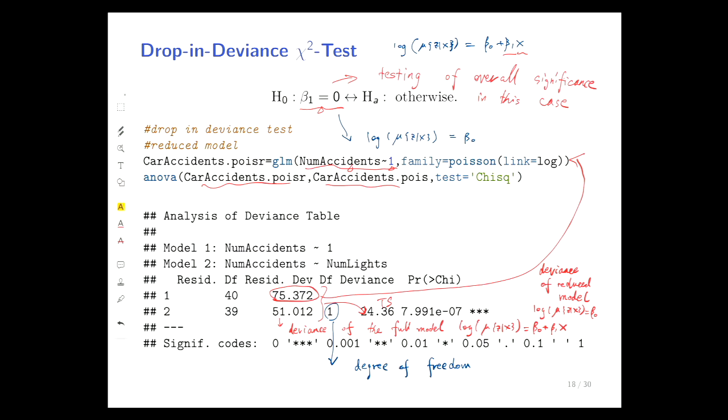And I think maybe it's the last time I repeat this test. So any questions for the drop-in deviance test? What's the difference between the chi-square test and the z-test? Okay. Thank you so much for this discussion.